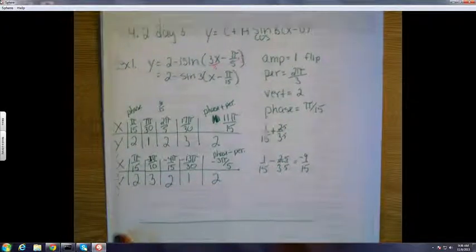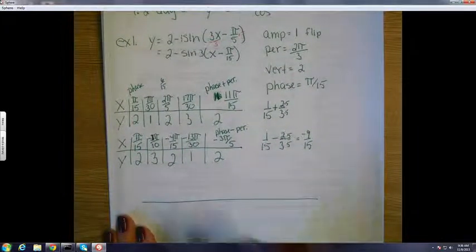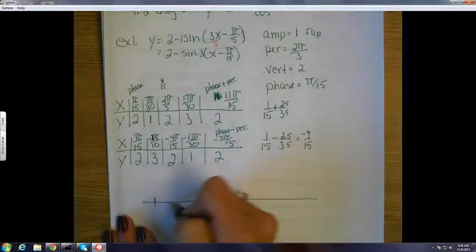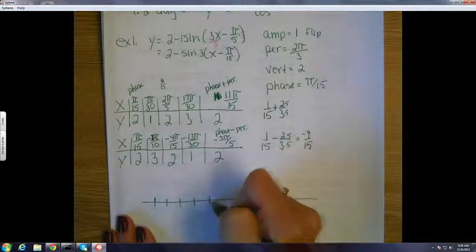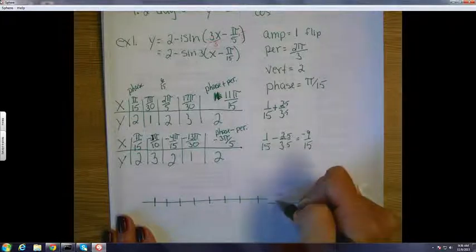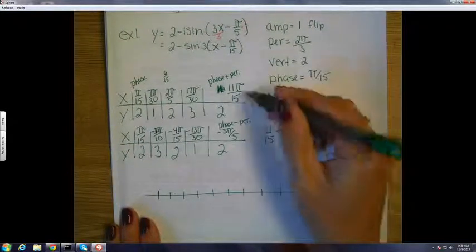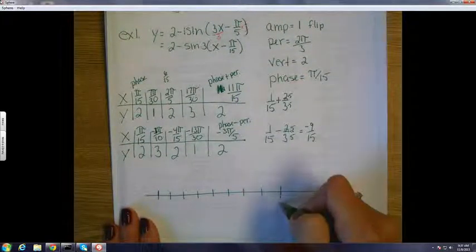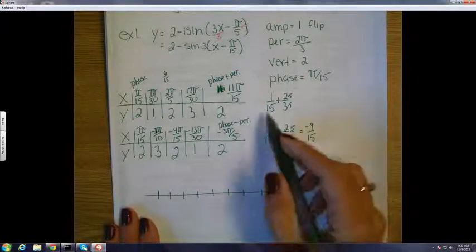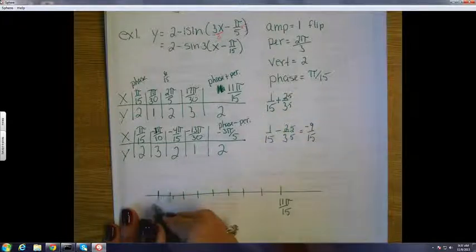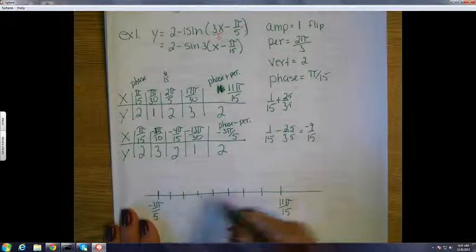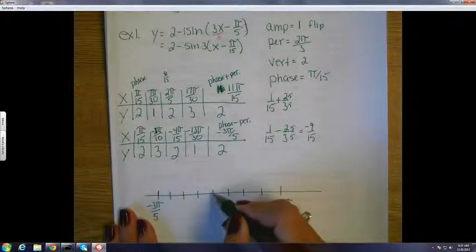Start with your x-axis. Put your 9 tick marks on here, evenly spaced. So our furthest value out to the right is the 11 pi over 15. To the left, negative 3 pi over 5. The one in the middle, which is the 5th point in, is our pi over 15.